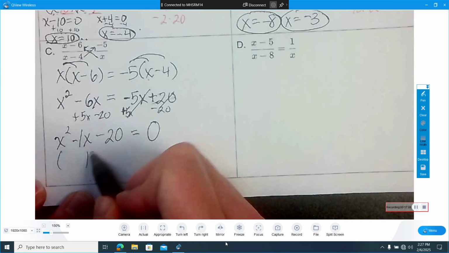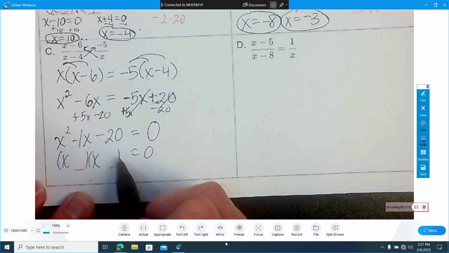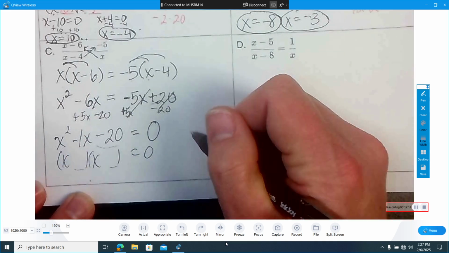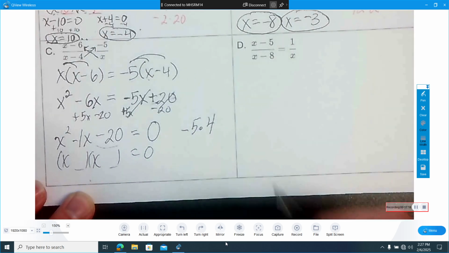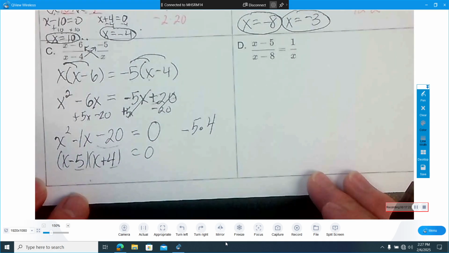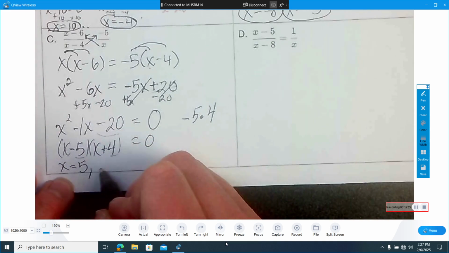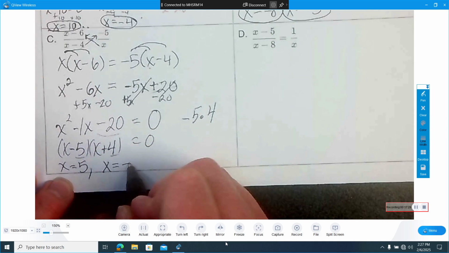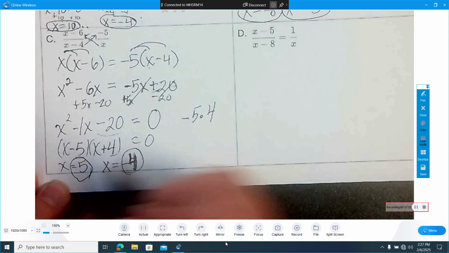From here, we're going to double bubble. x times x is x squared. What times what is negative 20? Negative 5 times positive 4. Those are our bubbles. And then it'd be x equals 5 and x equals negative 4. Good. x equals positive 5 and x equals negative 4 for our solutions.